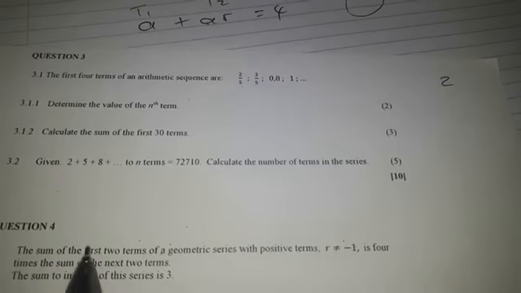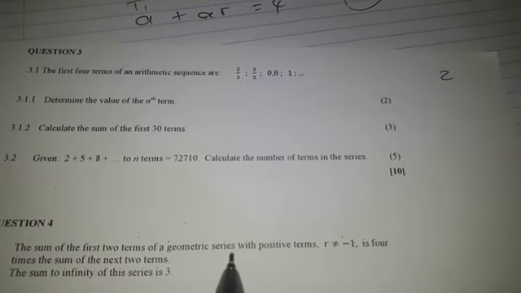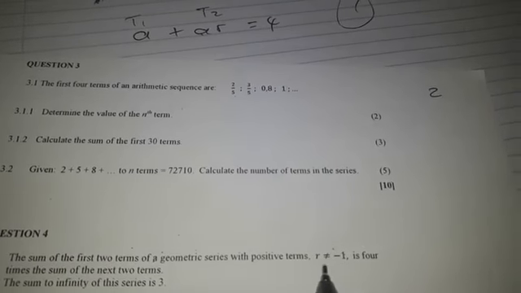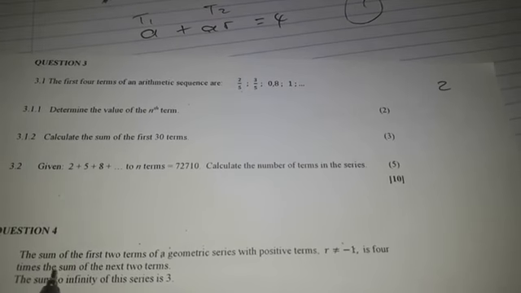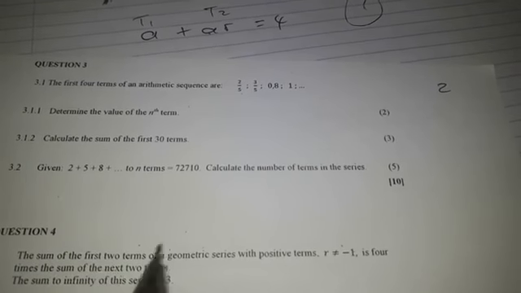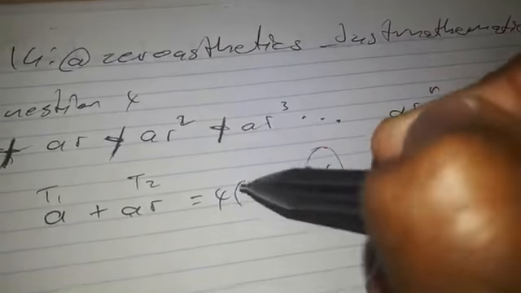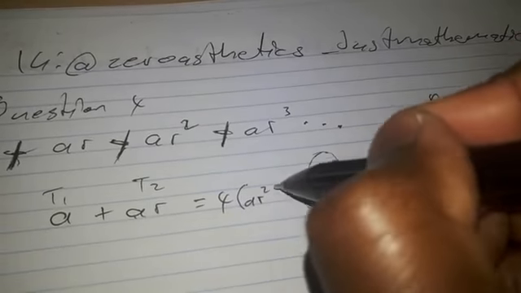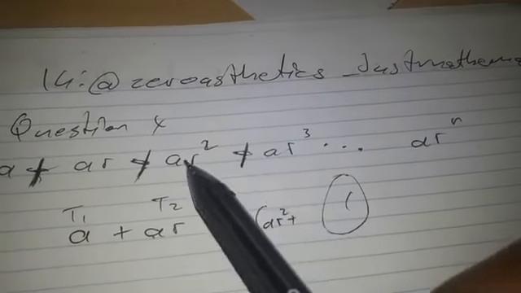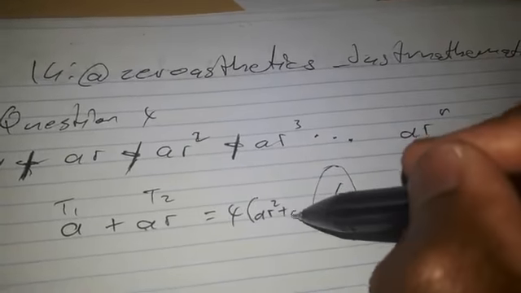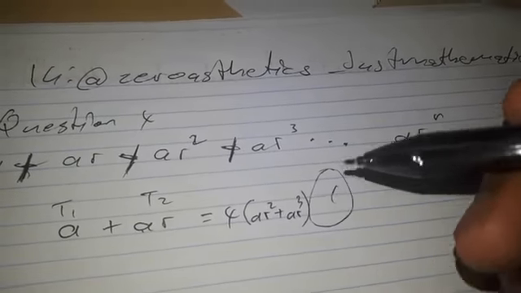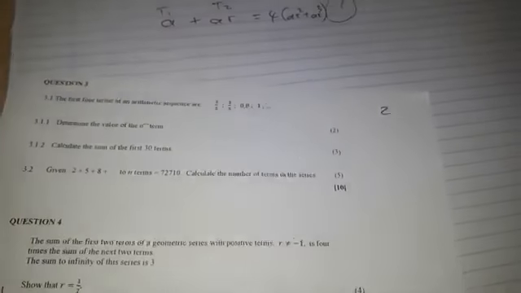They said the sum of the first two terms of a geometric series which has positive terms is 4 times the sum of the next two terms. So it is 4 times the sum of the next two terms. The next two terms would be these two here, which is this and that, so ar cubed.